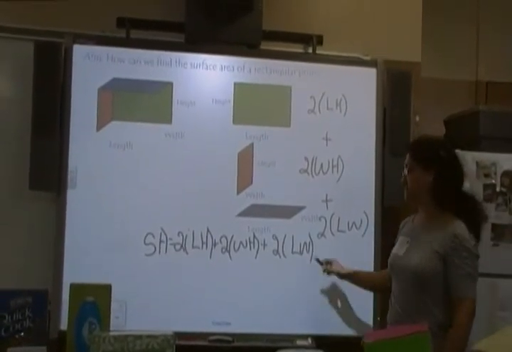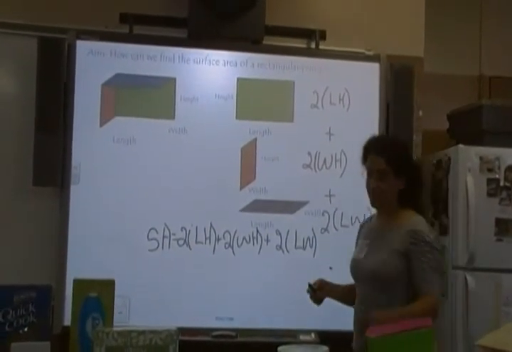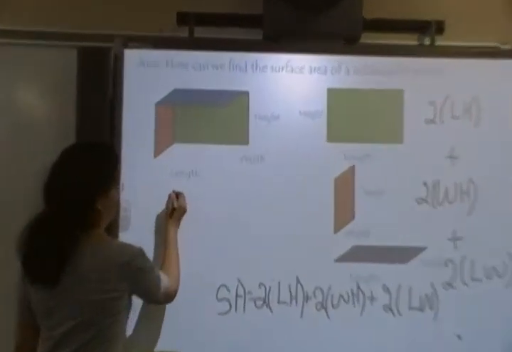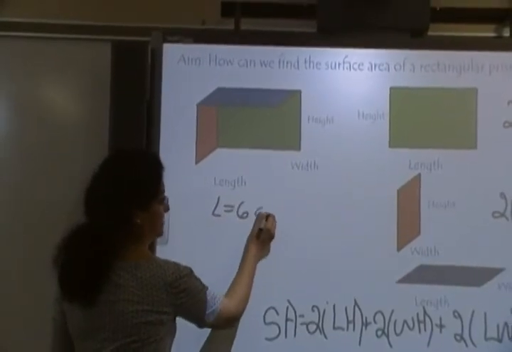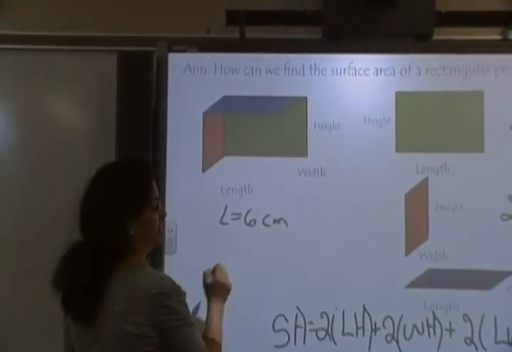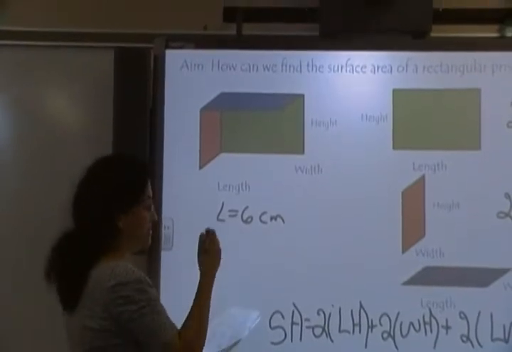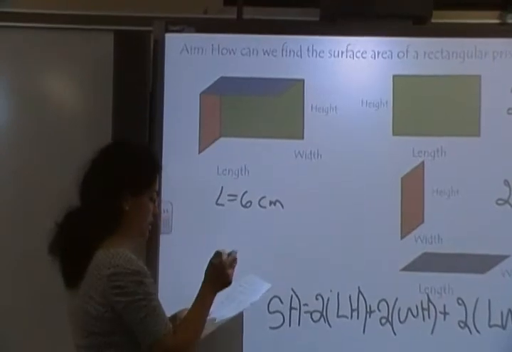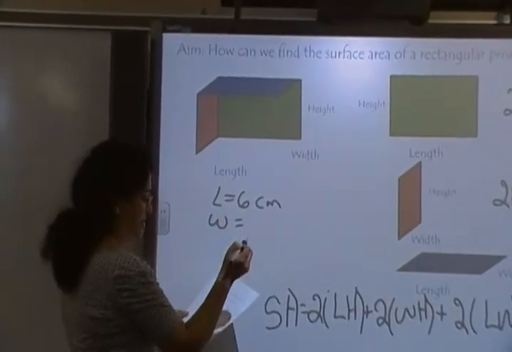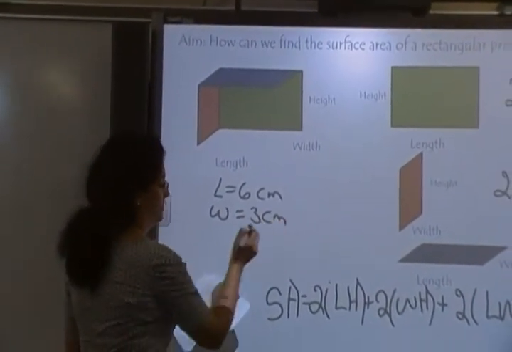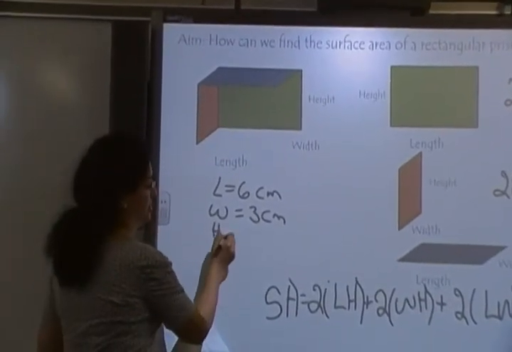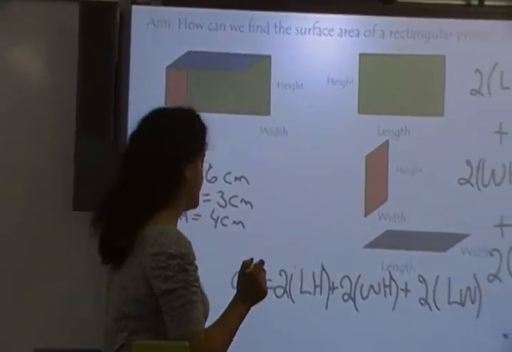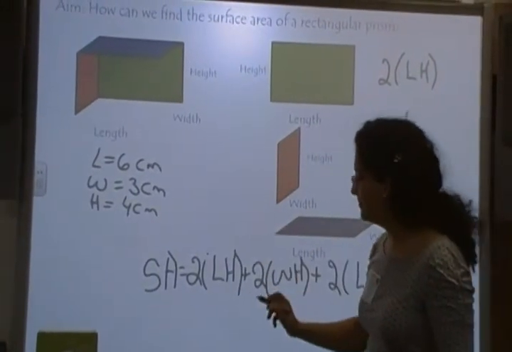Let's do an example because this is just the formula. Let's say our length is 6 centimeters. Always denote what it is, in inches, centimeters, feet, or it could be other measurements. Your width is 3 centimeters, and your height is 4 centimeters.